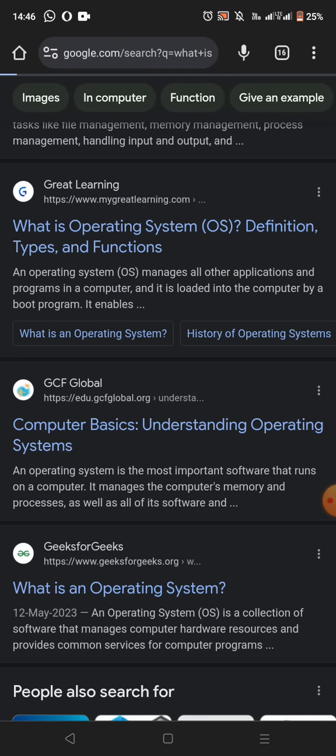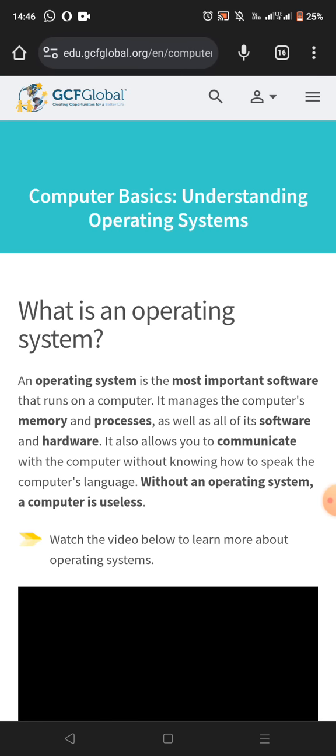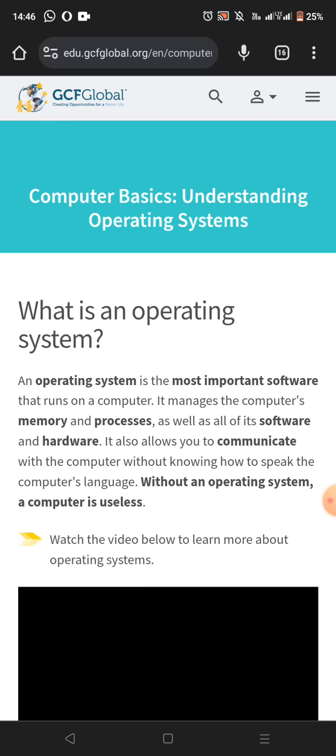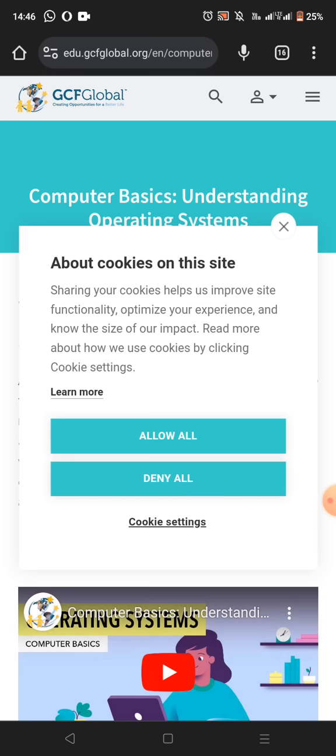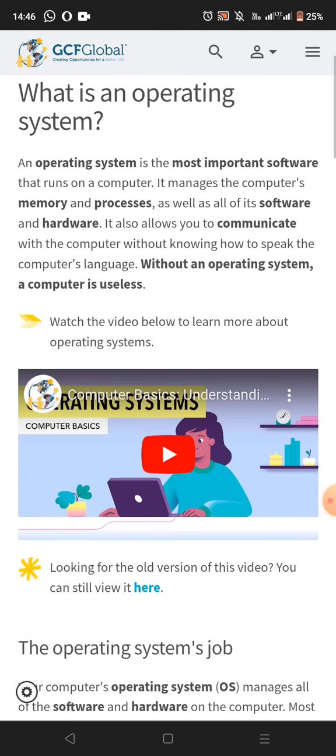So, a basic understanding of the computer: an operating system is the most important software that runs on a computer. It manages the computer's memory and processes, as well as all of its software and hardware. It also allows you to communicate with the computer's language. Without an operating system, a computer is useless. Watch the video below to learn about the operating system.